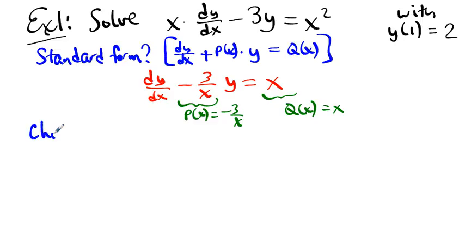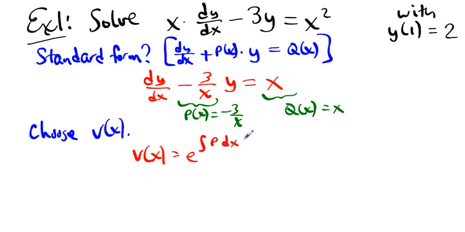Step 2, you're going to choose v of x. And remember that v of x is e to the antiderivative of p dx. Well, that's e to the integral of negative 3 over x dx. Well, what's the antiderivative of negative 3 over x? Well, that's negative 3 ln x. No constant necessary because it gets multiplied and divided through the problem, so you don't need that.